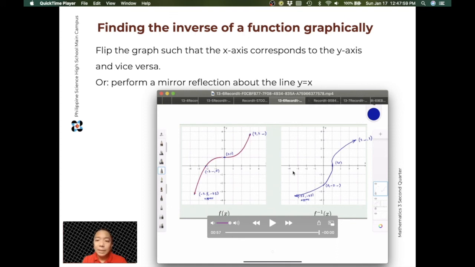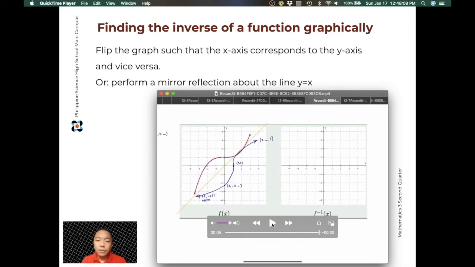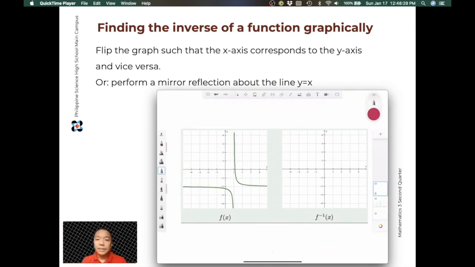I'm not sure kung madaling makita dito na mirror reflection sila. So gawin natin ginawa natin kanina. Let's draw the line y equals x at ilipat natin yung drawing ko ng inverse. Mas madali natin makita na meron talaga silang mirror reflection relationship across the line y equals x. One more example, this is a rational function.